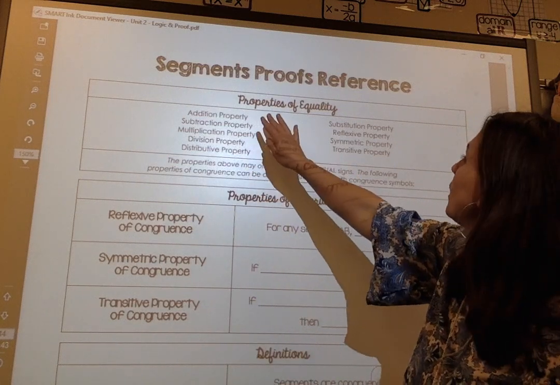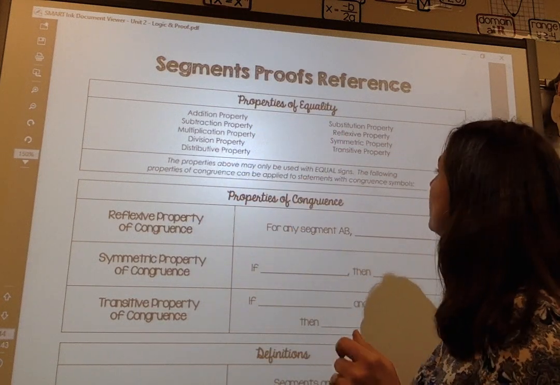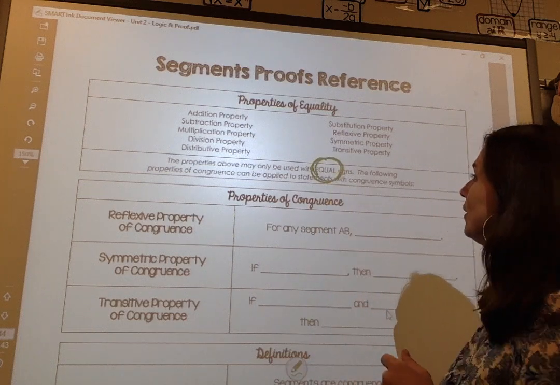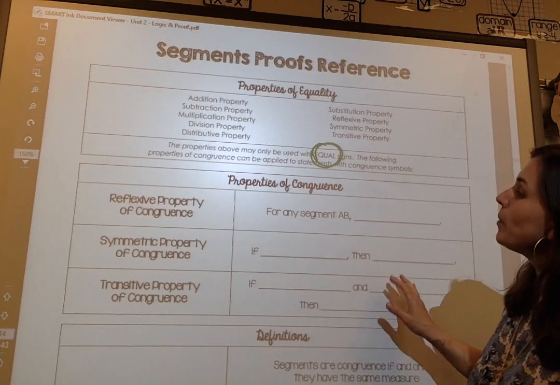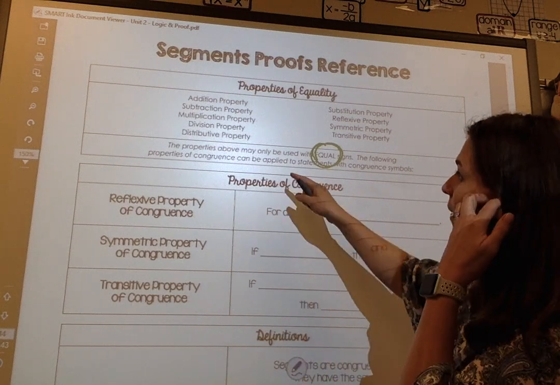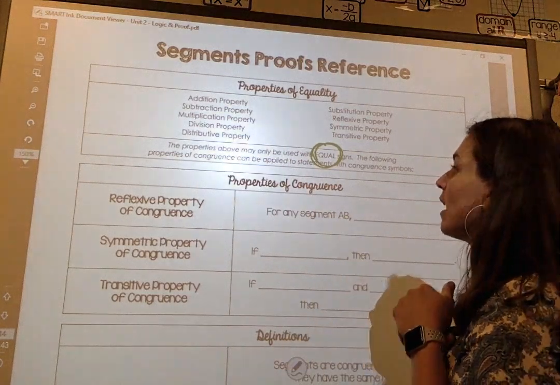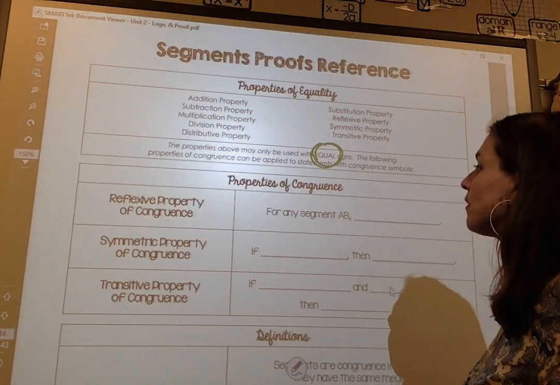So the properties of equality, we did that last time. These properties may only be used with an equal sign. Okay? Properties of congruence, we're going to talk about. But the properties of equality, you must have that equal sign in there. That's what we did last in Algebra 1. Here are my properties of congruence.